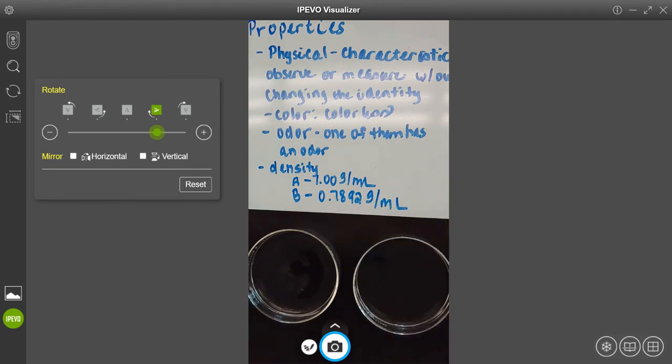So color didn't really help us distinguish one from the other, but odor and density does. And the density would actually be useful because we can identify what the substance is. We could actually look up the values of 1 gram per milliliter and 0.7892 grams per milliliter, and we could identify what the substance is.